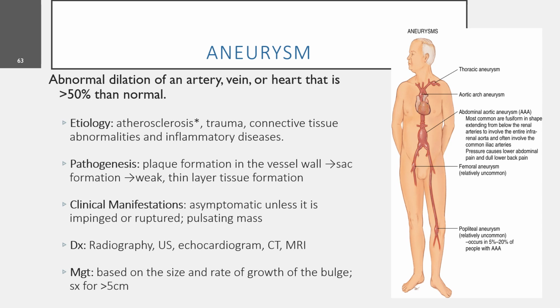Management involves conservative management, such as monitoring with regular imaging for small stable aneurysms, blood pressure control with beta blockers and ACE inhibitors, lifestyle modifications such as smoking cessation and cholesterol management. Surgical interventions involve endovascular repair, which is minimally invasive stent placement, open surgical repair for large or ruptured aneurysms, and emergency surgery for ruptured aneurysms, which is time critical. Also, patient education for recognizing warning signs and the importance of medication adherence and regular follow-ups.